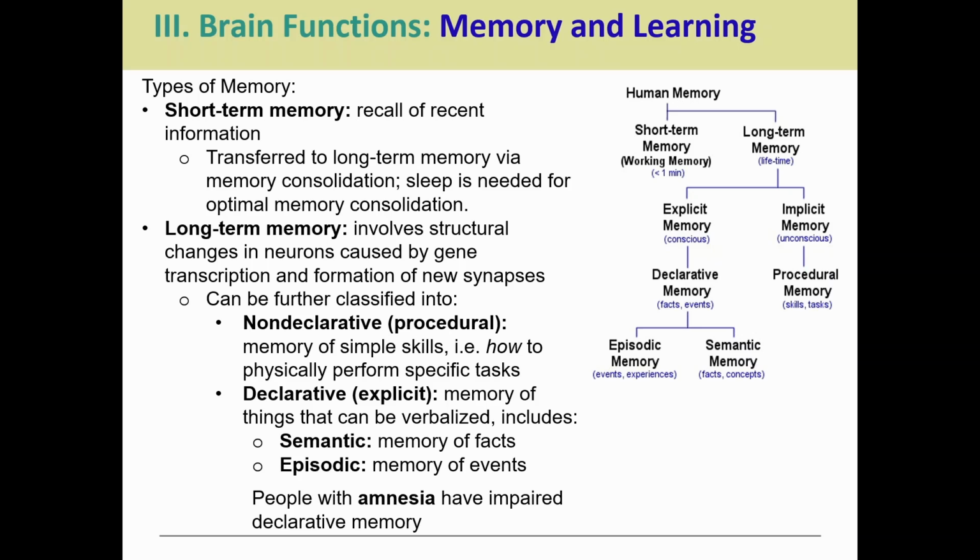Now, people with amnesia have impaired declarative memory, meaning they have trouble recalling facts, or they have trouble remembering events that have happened to them.